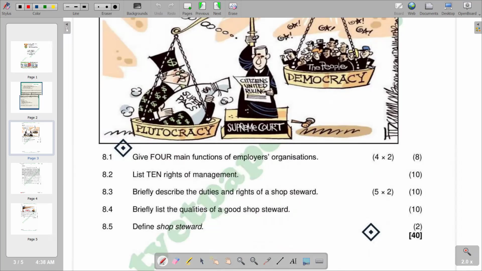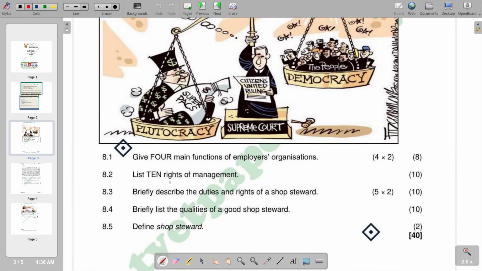So a shop steward is a person that is going to represent other workers at a workplace. Obviously, that shop steward will be representing a trade union. A shop steward is an employee elected by the trade union members at a workplace. So that's a shop steward. The concerns of the workers in that workplace are going to be represented by that shop steward.